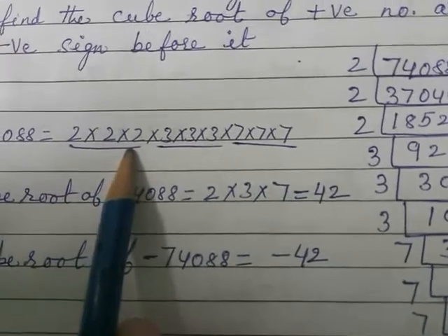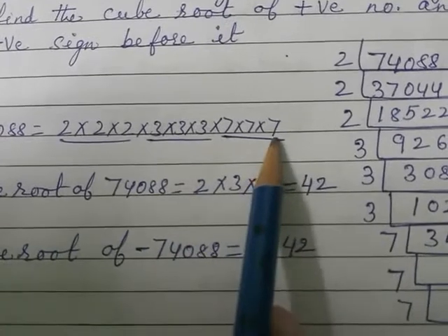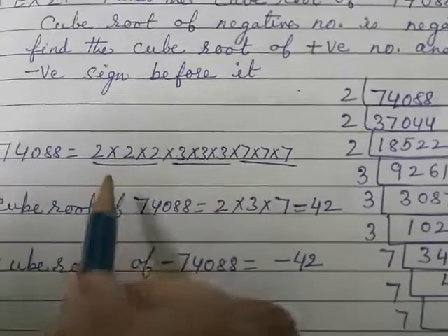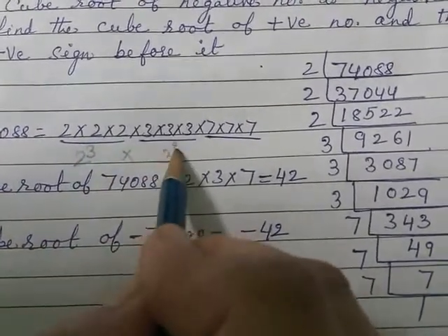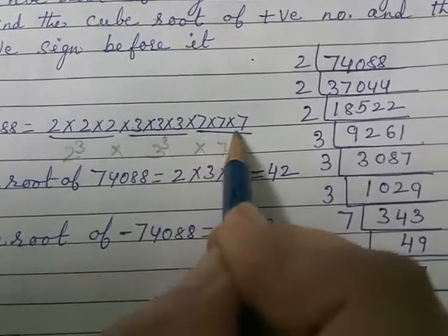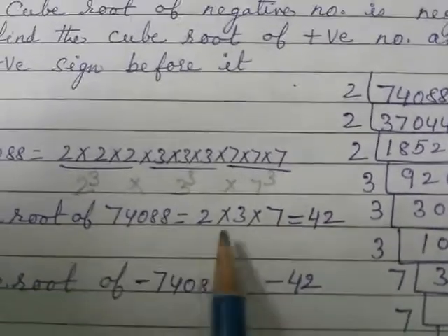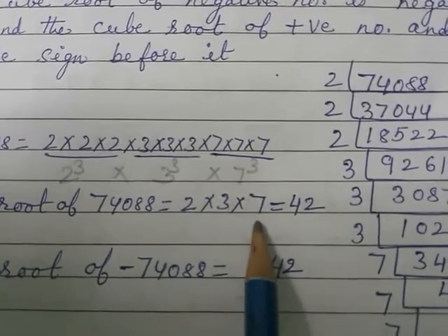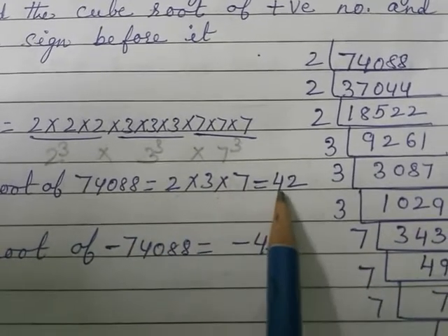So here I have separated them into groups of similar factors. This is a group of 2, this is a group of 3, and this is a group of 7. That means 2 raised to power 3, multiplied by 3 raised to power 3, multiplied by 7 raised to power 3. Now from each group we will take one factor. From here we have taken 2, from this group we have taken 3, and from this group we have taken 7, and then we have multiplied: 2 multiplied by 3 into 7 gives 42.